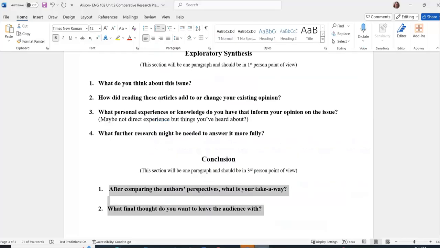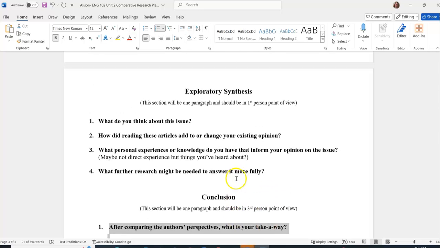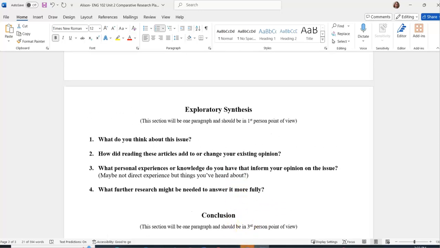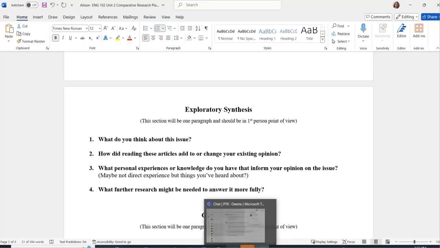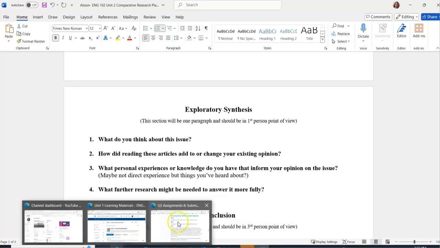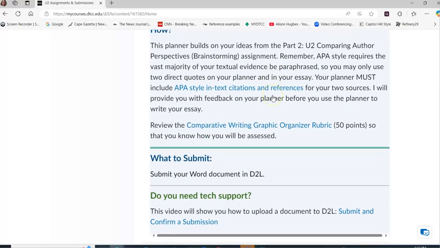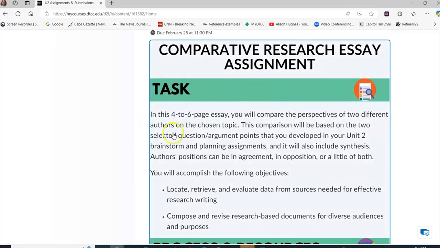So once you're done with your planner, make sure you save it. You'll upload it into D2L, and then I will take a look at it and provide you with feedback before you write your complete essay on these two articles, your two new articles comparing comparative research, so comparing perspectives.